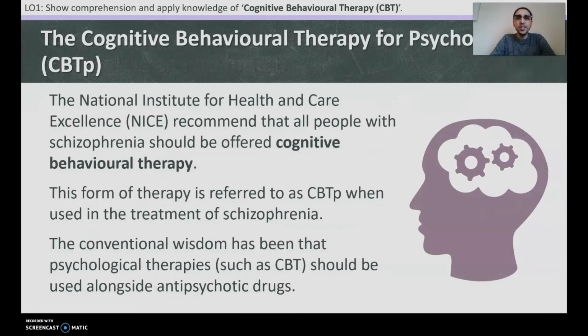The National Institute for Health and Care Excellence recommended that all people with schizophrenia should be offered cognitive behavioral therapy. This form of therapy is referred to as CBTp when used in treatment for schizophrenia. The conventional wisdom has been that psychological therapy such as CBT should be used alongside antipsychotic drugs. Okay, so it's with drugs, it's with medication, not instead of.